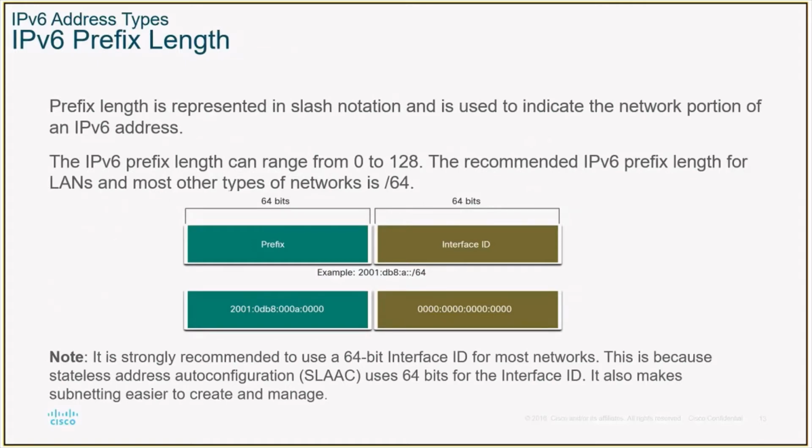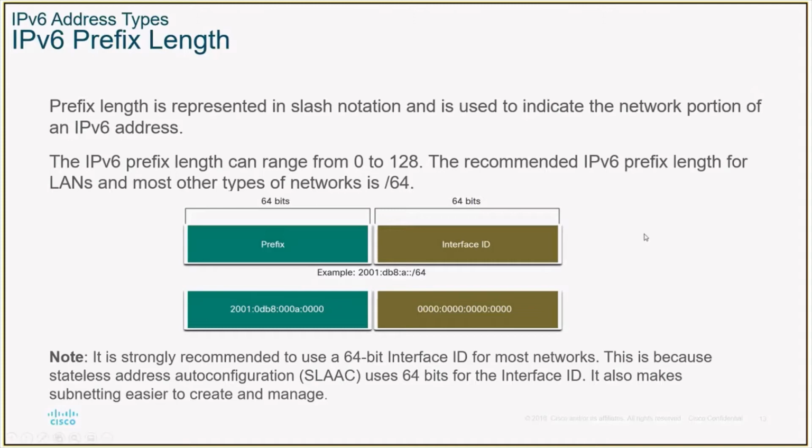Okay, so prefix length. We don't do a subnet mask in IPv6, we do the slash notation, and that's called the prefix length. It's used to indicate the network portion of an IPv6 address. The typical one that you will see is /64, which means the first 64 bits are network number and the last 64 bits are host number. Of course, it can vary to be different to that, but it won't vary often.